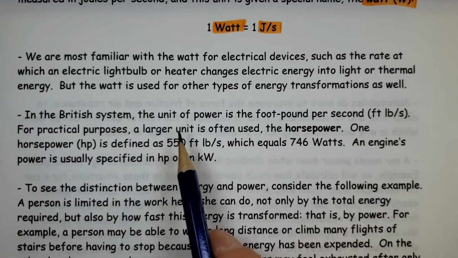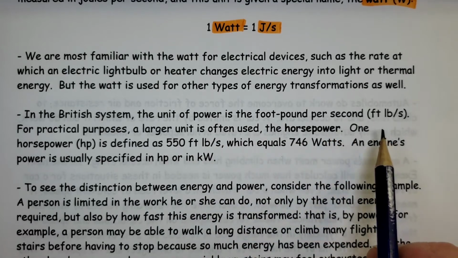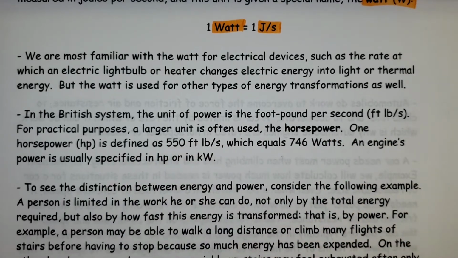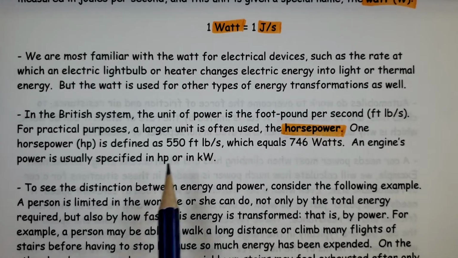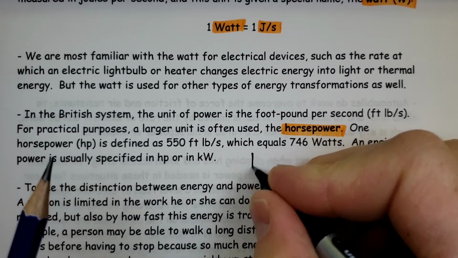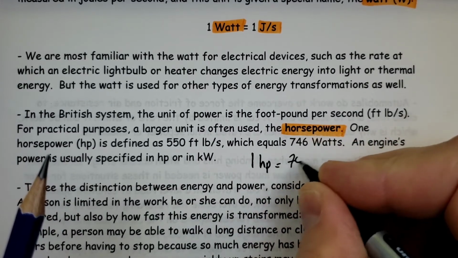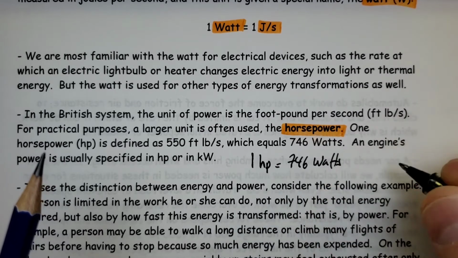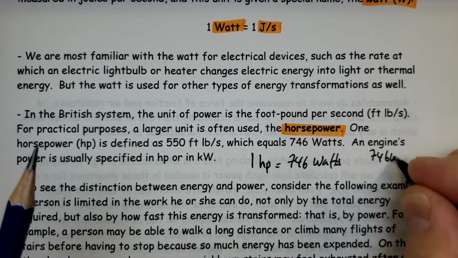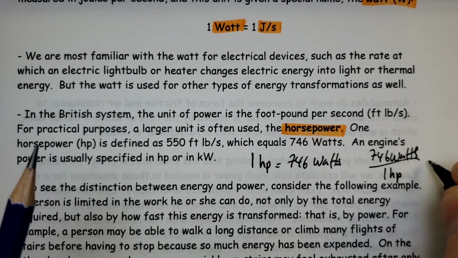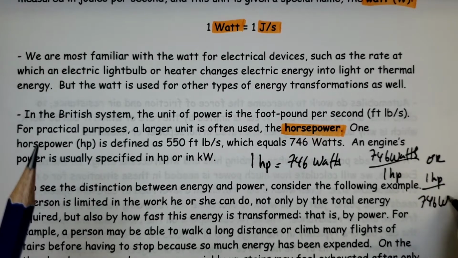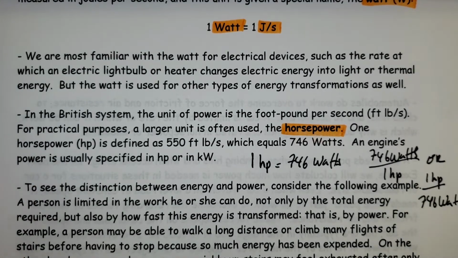In the British system, the unit of power is the foot-pound per second. For practical purposes, a larger unit is often used, and of course that is the horsepower. 1 horsepower is defined as 550 foot-pounds per second or 746 watts. So that's kind of the one that we'll be looking at. 1 horsepower is equal to 746 watts. So if we're converting from one to the other, we have 746 watts per horsepower, or vice versa, of course. 1 HP is 746 watts, so we can convert from one to the other.